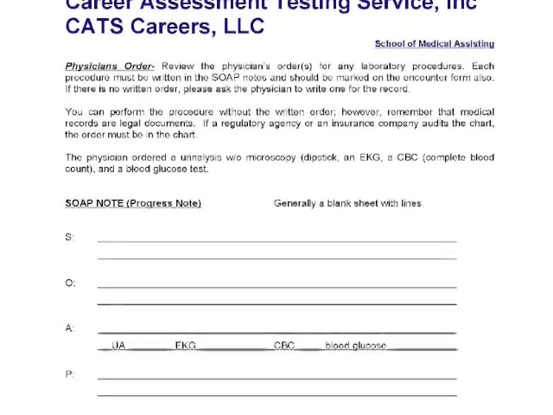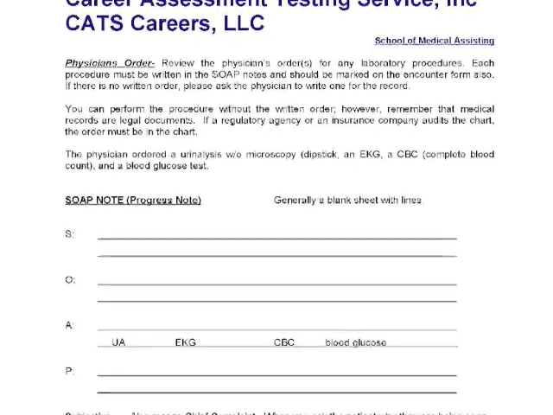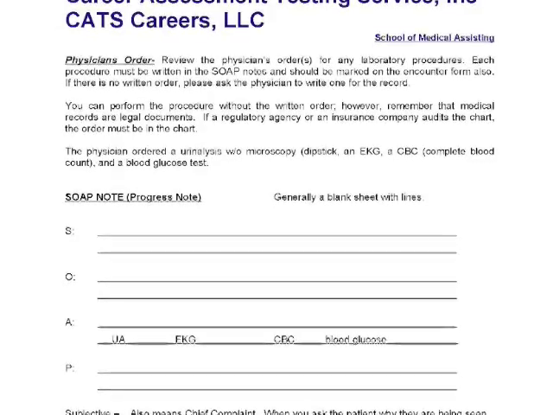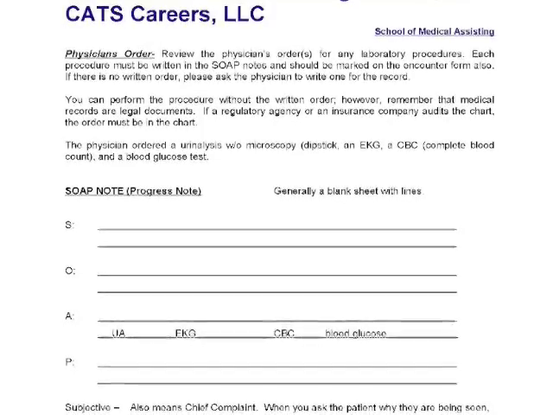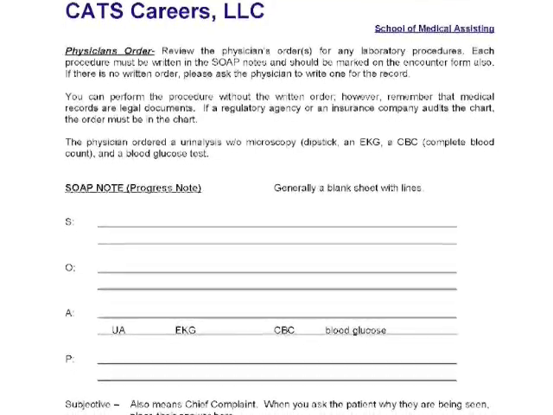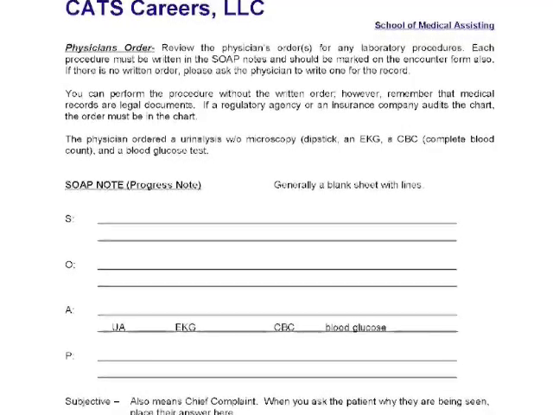For the purpose of this exercise, the physician ordered a urinalysis without microscopy, which is a dipstick, an EKG, a CBC, which is a complete blood count, and a blood glucose test.